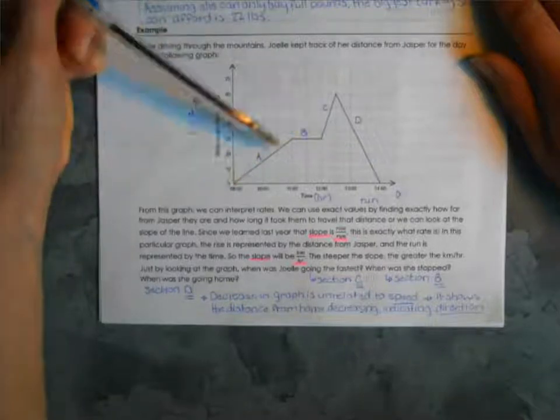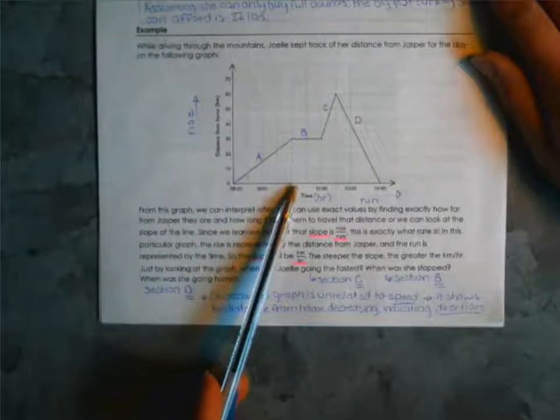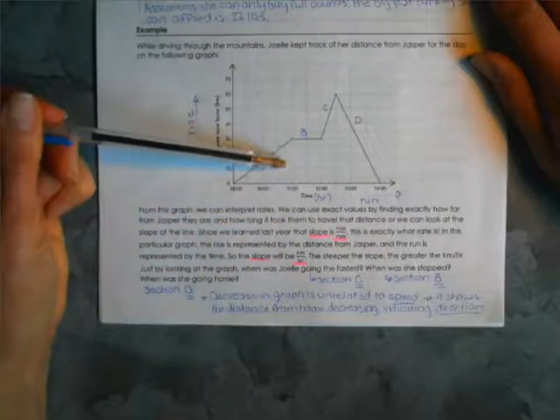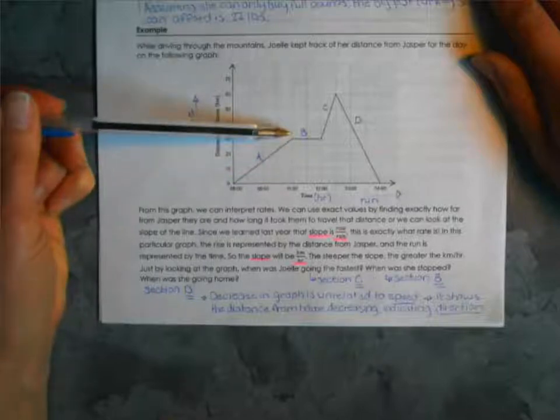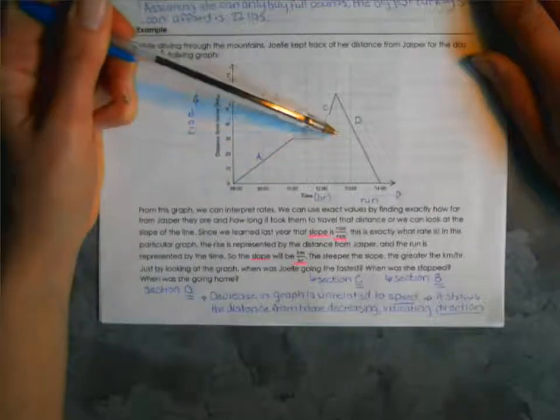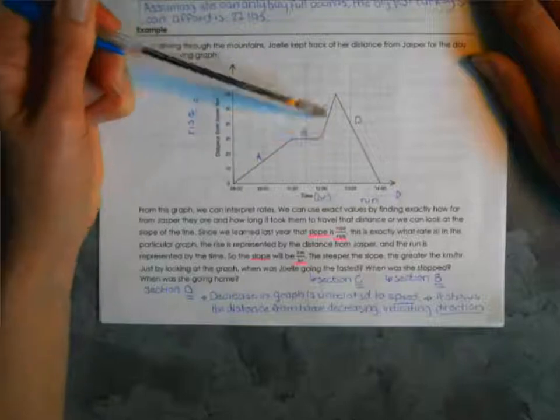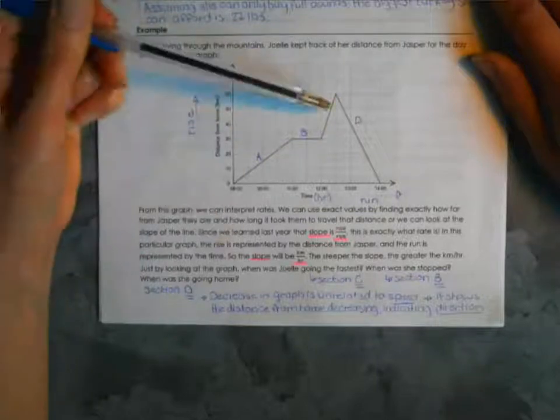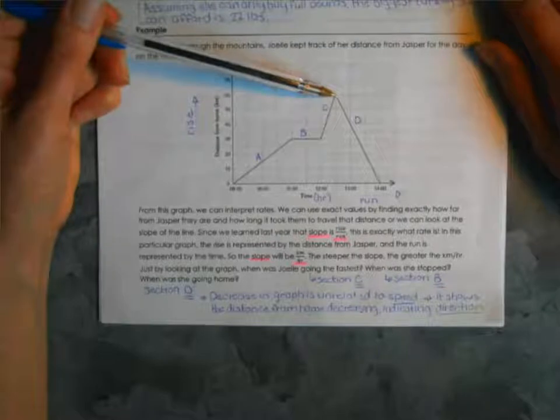So in this section here, it's going to take more time, so more horizontal distance, to go the same amount of distance, versus here it takes much less time to go the same amount of distance. And so we know that that means you're going faster if it takes less time to cover the same distance.